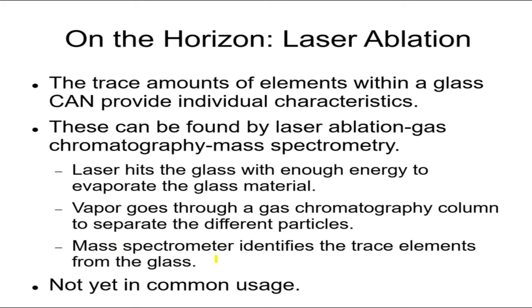We're not talking about these things yet. We will get to them soon, hopefully: what a gas chromatography column is and what mass spectroscopy is. But the point is that when the gas goes through this column, it's separated into the elements that we can find, and we can identify them using this mass spectrometer. So every batch of glass can have a different trace element, and the way to get it is to hit it with a laser, send it through this column, and identify it with this spectrometer. It's not in common usage, but it certainly can do this.